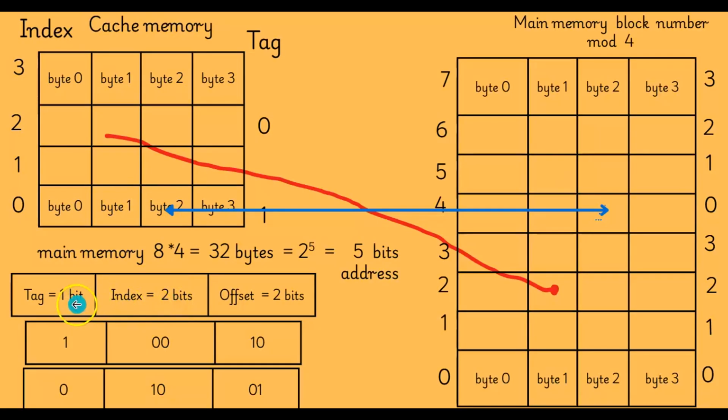How do we calculate the length of the tag field? We can add the length of the index and the length of the offset. That means 2 plus 2, 4. Subtract it from the main memory address length. What is the main memory address length here? 5 bits. So 5 minus 4 is 1. So the tag bit length is equal to the main memory address length minus the sum of index and offset.